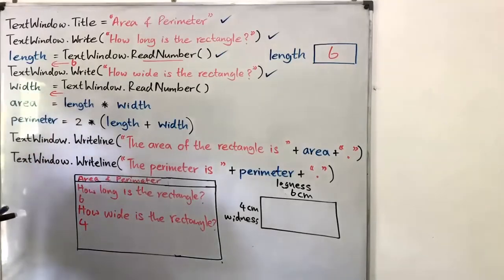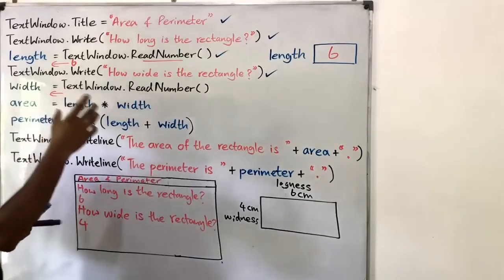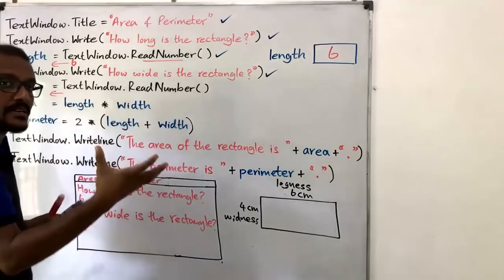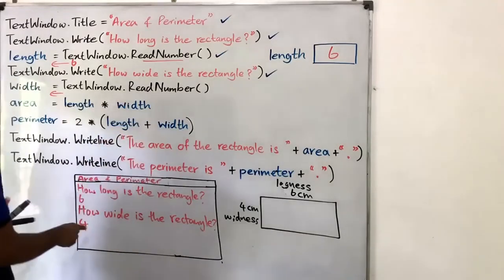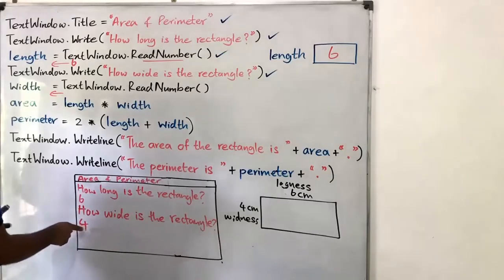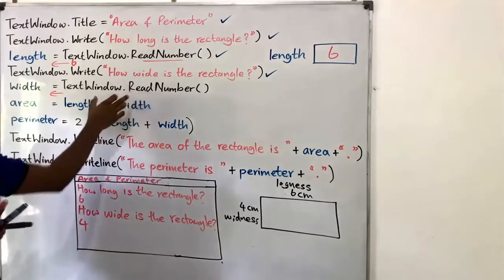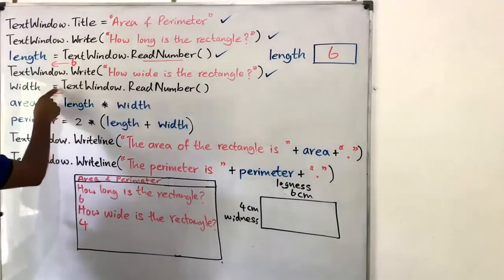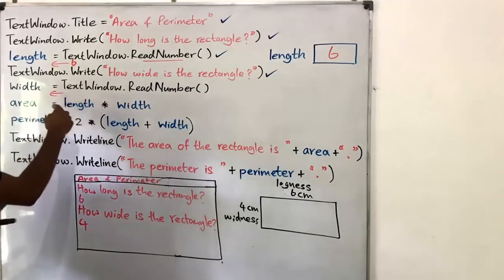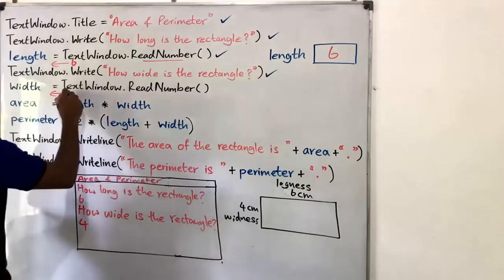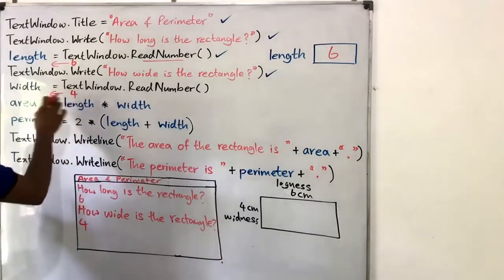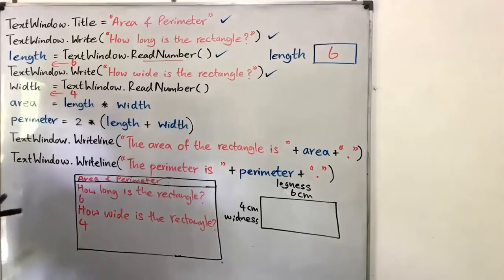That's the thing. Now the program is giving commands, giving orders to the text window. Here it says text window, read the number. Yes, what is the number? 4. Now the text window has read the number 4. Then the equal sign means assign, give that number to the variable width. So what is the number? 4. The 4 will be given to the variable width.